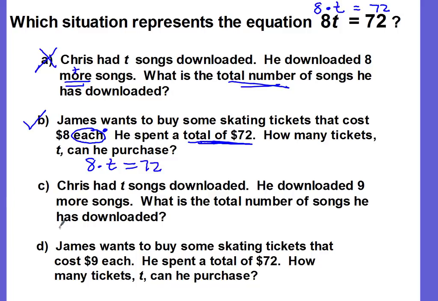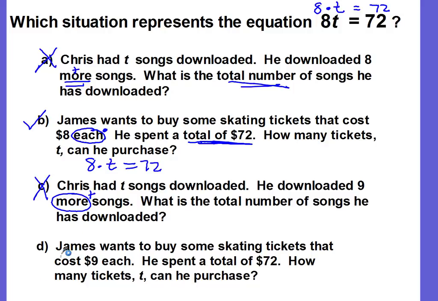But let's go ahead and look at C just for practice to see why they do not work. Chris had T songs downloaded, so T is the number of songs. He downloaded 9 more songs. So again, this "more" means to add, not to multiply. So C cannot be your answer. In addition, we know what the total is. We know the total is 72, and it's asking us for the total.